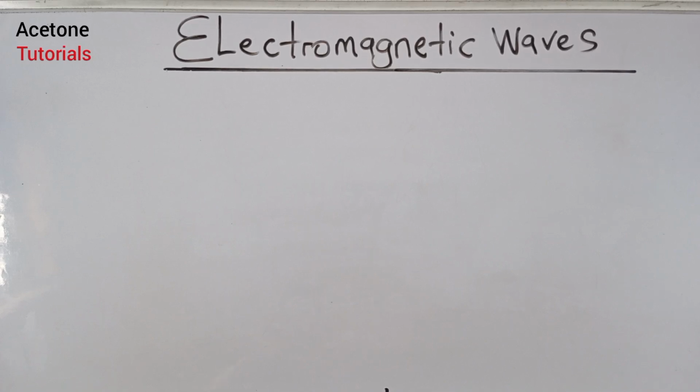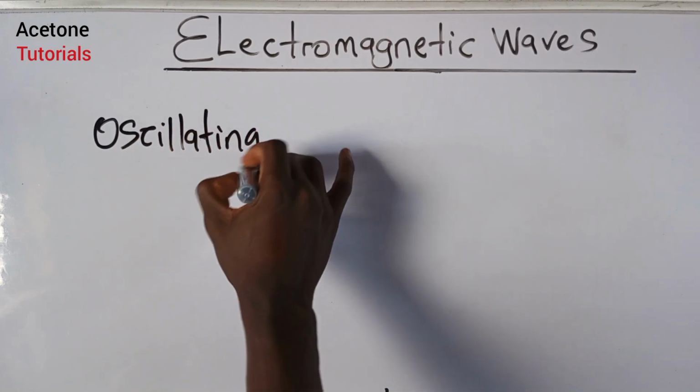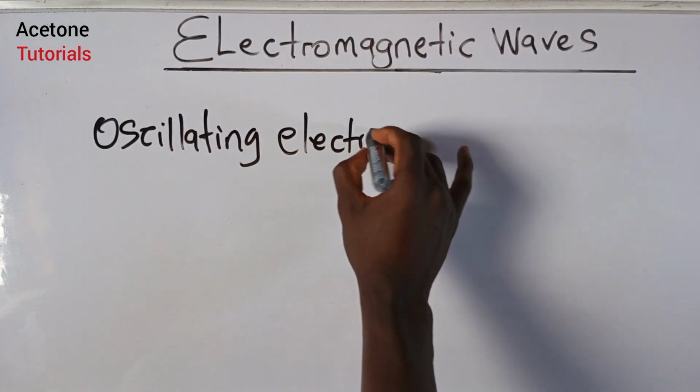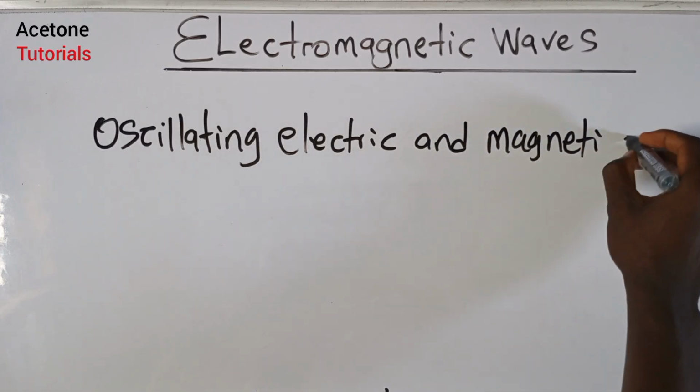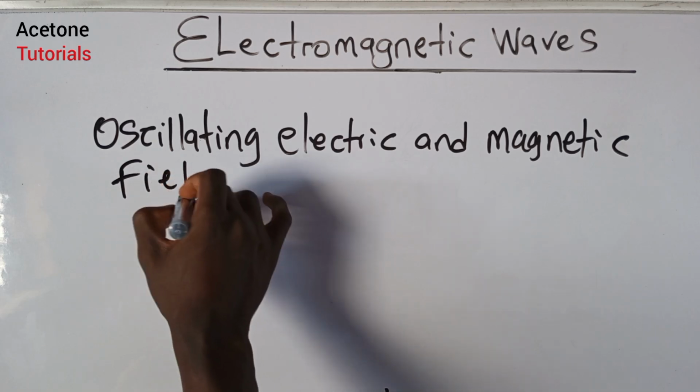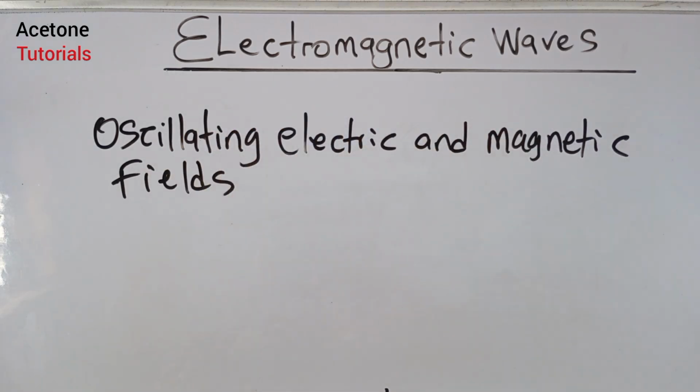In this video, I will explain the electromagnetic waves. Electromagnetic waves are waves made up of oscillating electric and magnetic fields. Electromagnetic, electric, and magnetic. So they are made up of oscillating electric and magnetic fields that travel through space.